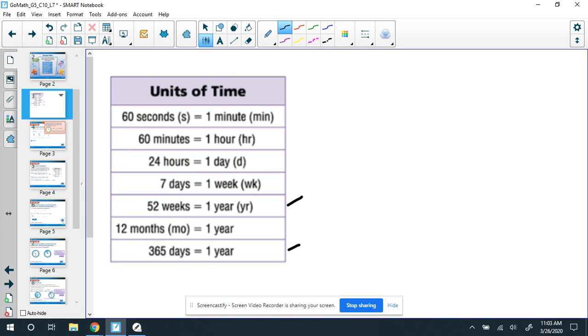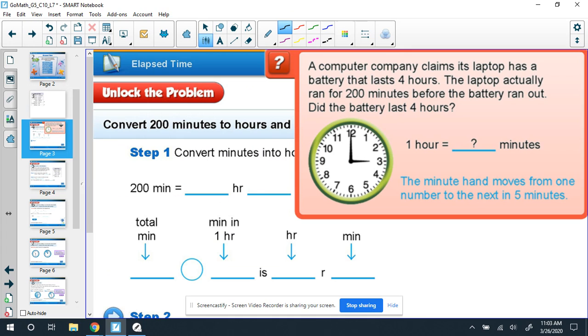All right, so our first problem that we're going to look at today is right here. And it's about a computer company that claims its laptop has a battery that lasts for 4 hours. But the laptop actually ran for 200 minutes before the battery ran out. And the question is, did the battery last 4 hours?